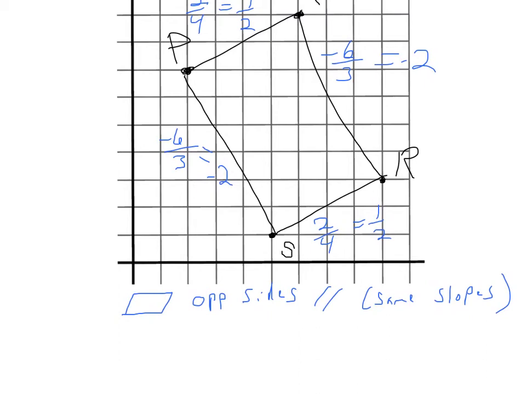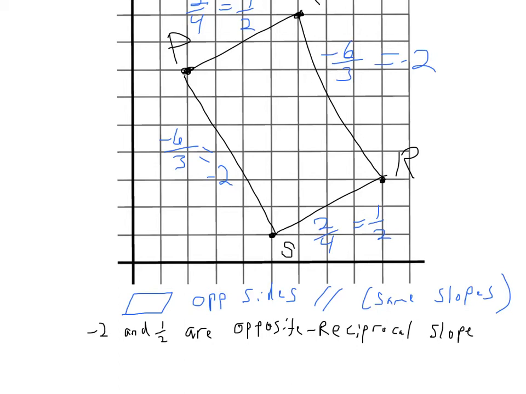Well, in order for this to be a rectangle, we would have to have 4 right angles. And the way to figure out if it's a right angle is to see if you have opposite reciprocal slopes. And so you would compare negative 2 and positive 1/2. And yes, -2 and +1/2 are opposite reciprocal slopes.